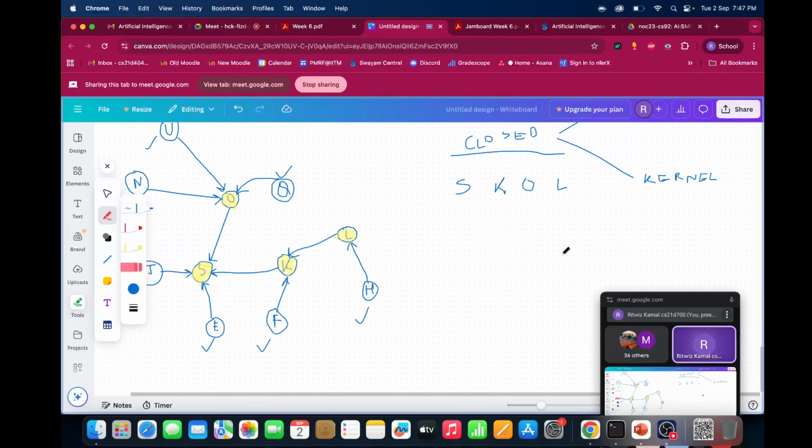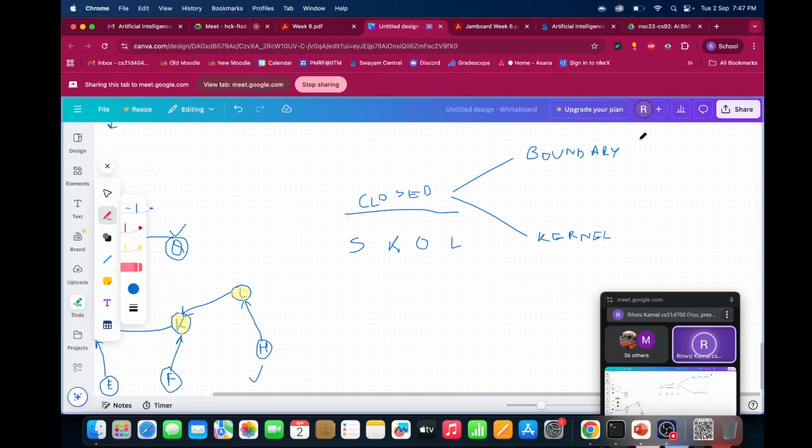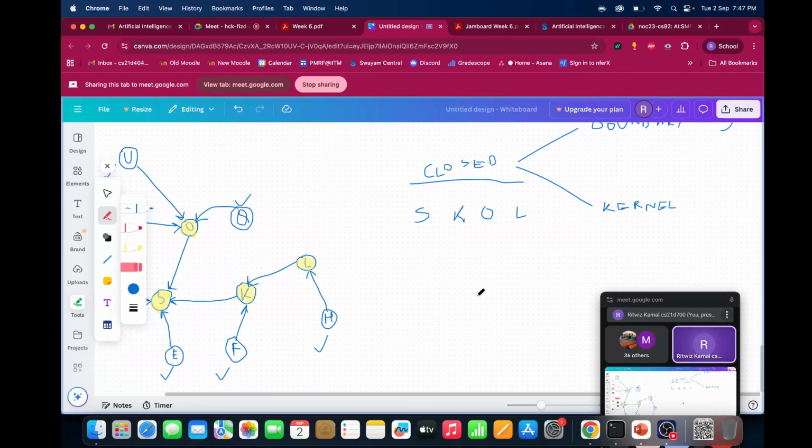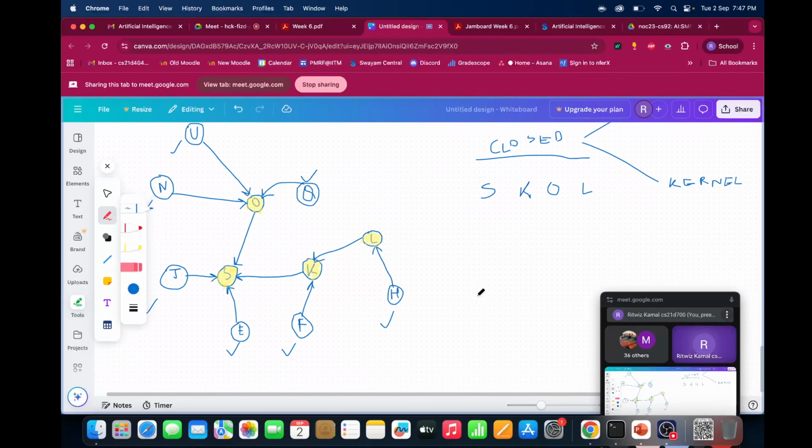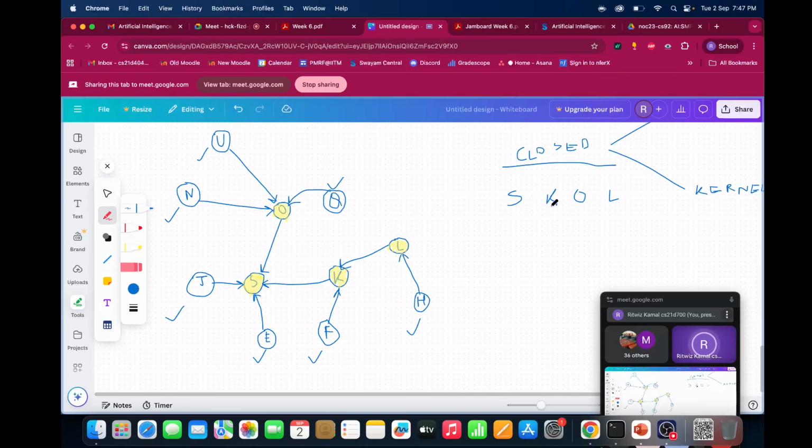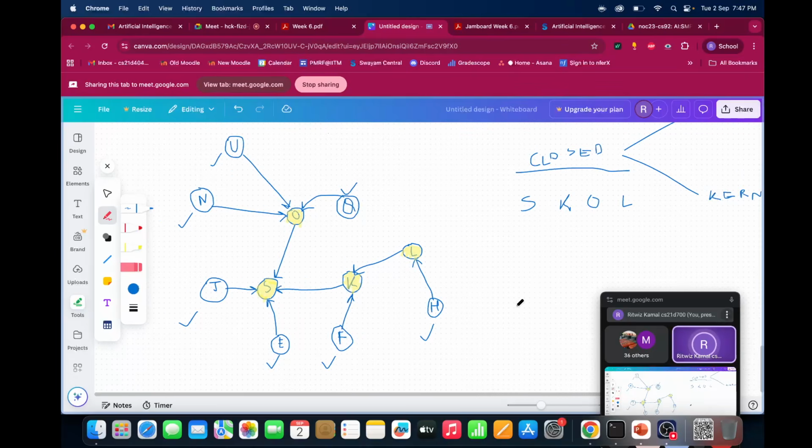Okay, now remember the question stated that the start node can never be part of the kernel. So without thinking we can put S in the boundary. Agree? Yes, sir. Okay, now we are left with K, O and L. Now what was the condition for us to check whether an element is in the kernel or not? When all its neighbors would also be in the closed list.